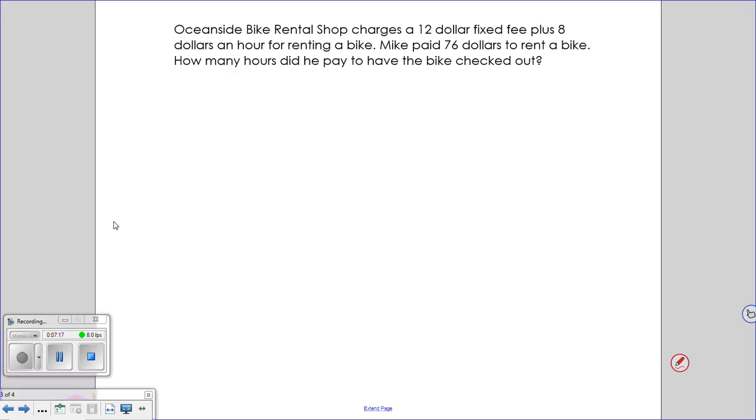Okay, that's what that fixed fee means, plus $8 an hour for renting the bike. So it's $12 just to get the bike, and then $8 for every hour that you have it. Does that make sense? Okay. Mike paid $76 to rent a bike. We want to know how many hours he paid to have the bike checked out.